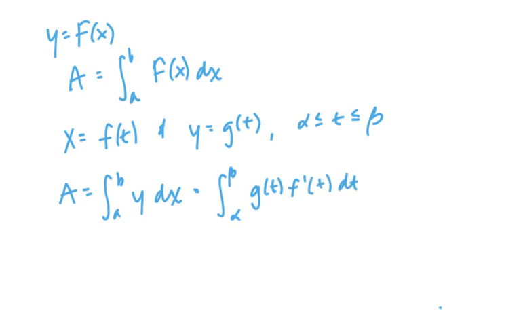It's kind of like trig substitution, where you put in your substitution and it comes in that form. It could be beta to alpha or alpha to beta, depending upon which one is the smaller. So notice that here we have the y, and in the second part we have the derivative of x with respect to t. So let's keep that in mind. We're going to say area equals the integration from alpha to beta of g of t times f prime of t dt.